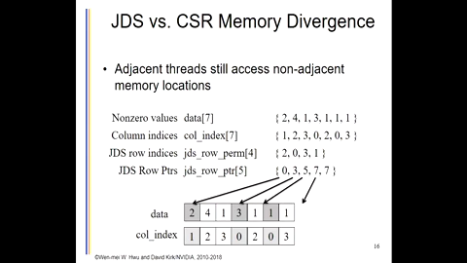But the adjacent threads still access non-adjacent memory locations, and this is kind of where we left off last time. And so if you look at the iterations, during the first iteration, the adjacent threads are accessing these non-adjacent elements because these are the beginning of the rows, right?